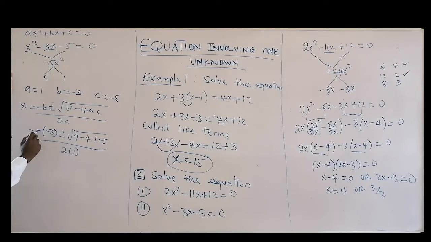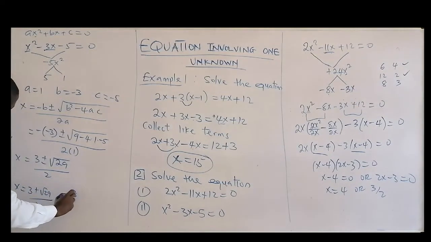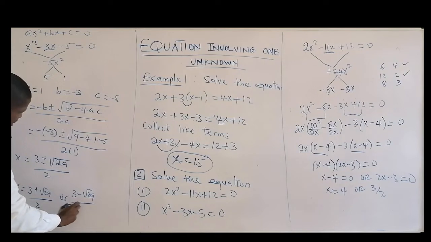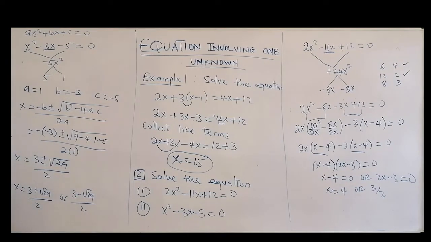So this will give me minus minus, that's 3, plus or minus the square root of 9 plus, this will be minus here, that's plus, 4 times 1 times 5, that's 20. Plus this, 29, over 2. That's your x. So your x value is 3 plus root 29 over 2, or 3 minus root 29 over 2. So these are the answers to that unknown.